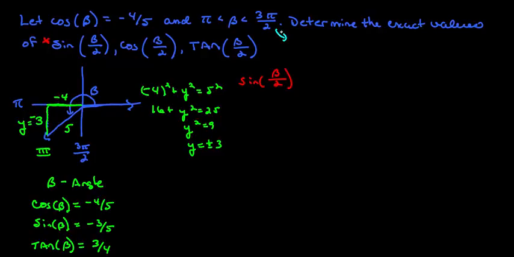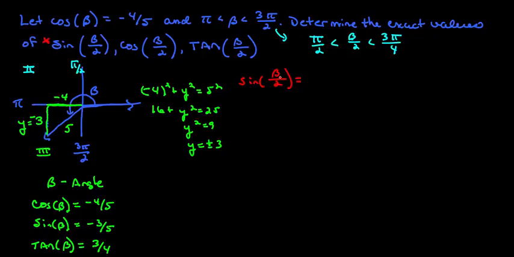let me write it up here. If this is true, then half of beta has got to fall between pi over 2 and 3 pi over 4. So here's pi over 2 and 3 pi over 4. If you do your divisions, here's pi over 4, 2 pi over 4, 3 pi over 4. So that angle is going to fall somewhere up here, in quadrant 2. We should be able to check when we get these answers out whether my logic's correct or not.